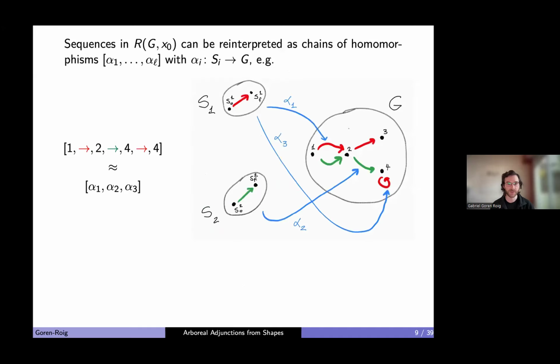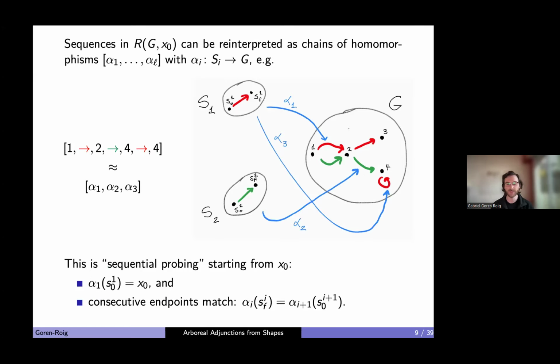So, for example, we had this sequence on the left, which read move to node number 2 through the red arrow, then through the green arrow to 4, and then traverse once the loop at 4. And I want you to reinterpret this as a chain of 3 homomorphisms, where the first one goes from the red arrow to, and its image is this first edge. The second homomorphism has its domain, the green arrow, and maps it to this arrow here. And of course, the same for the third homomorphism, mapping again from the red arrow to this loop.